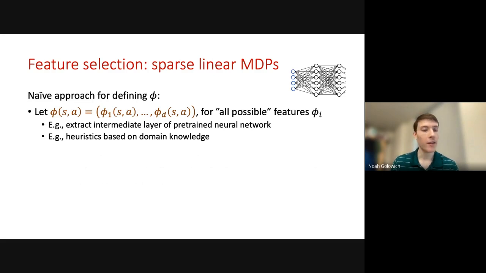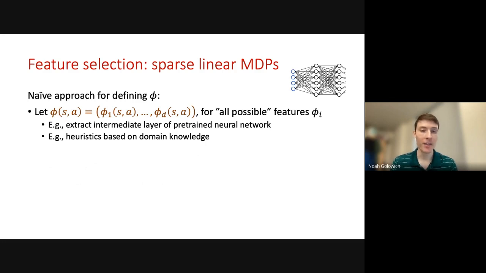Okay, so how can we find these feature mappings phi? One potentially naive approach for doing this is as follows. Let's let phi(s, a) denote some concatenation of all possible features phi_i, where phi_i are mappings from state actions to real numbers. So for instance, some of the phi_i could be neurons from some intermediate layer of a pre-trained neural network, which we might expect captures some of the relevant dynamical information about the state action pair.